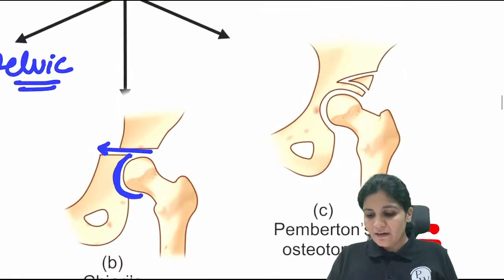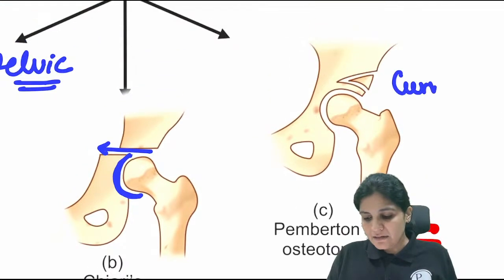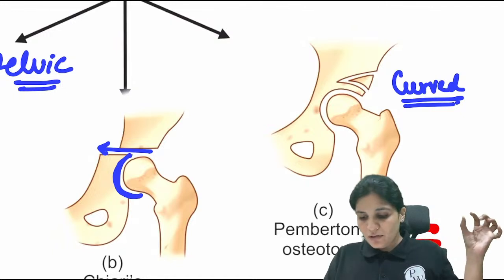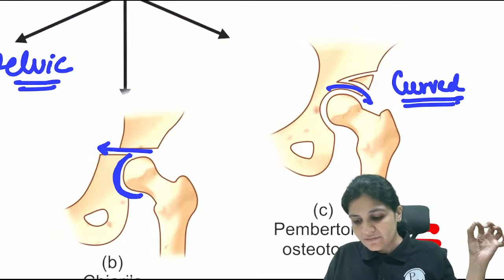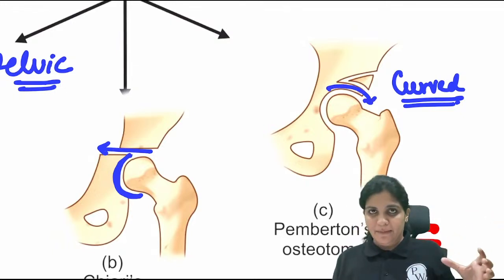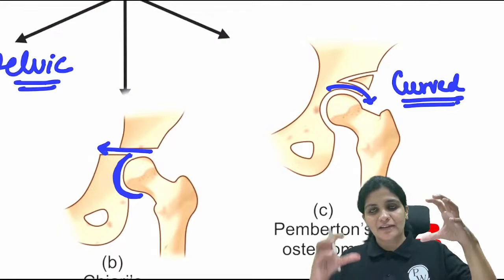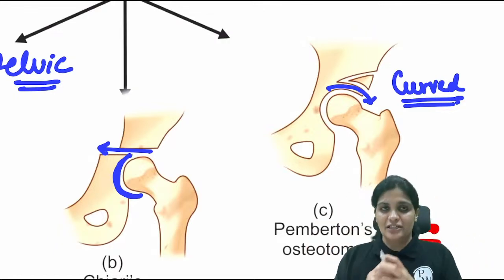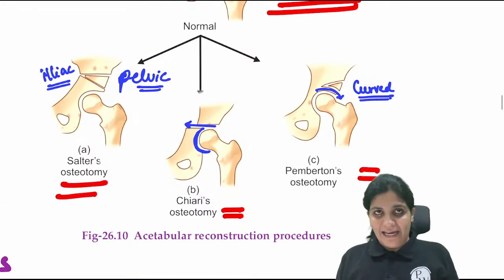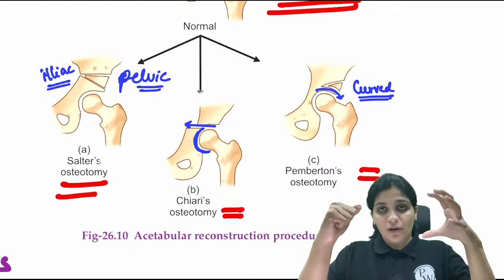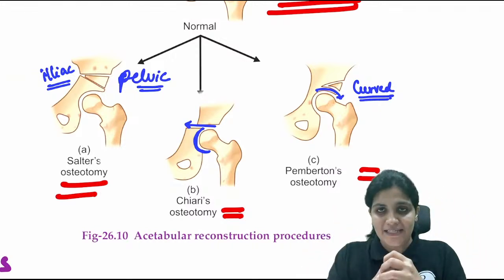This is a curved osteotomy. Pemberton's is a curved osteotomy. Again, you're doing it in the iliac bone. So what you're doing is giving a curved surface for the acetabulum, so that the femoral head will nicely sit into it. So all this is again done for the femoral head to come and sit into the acetabulum.